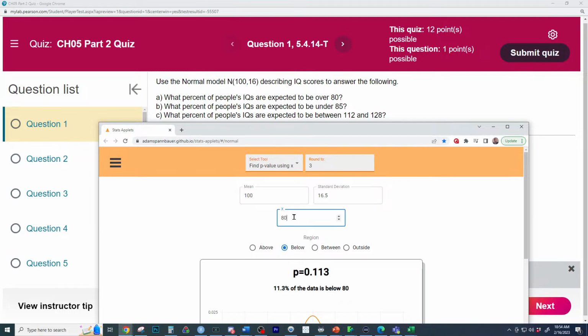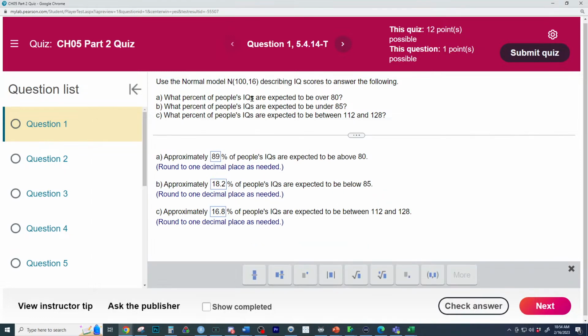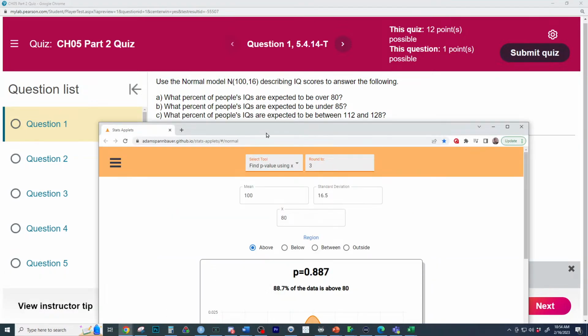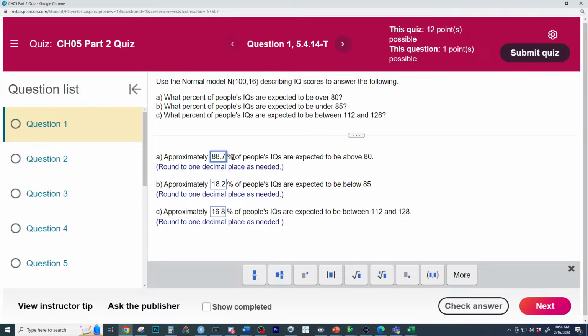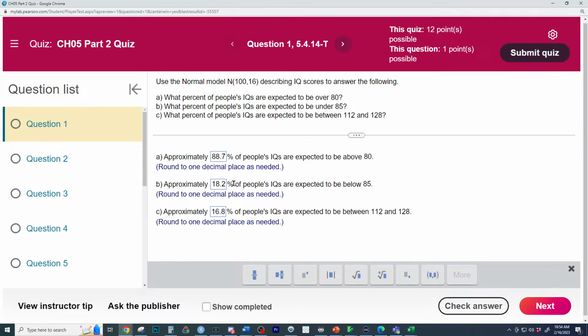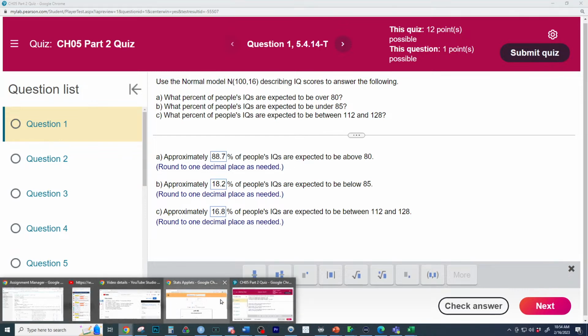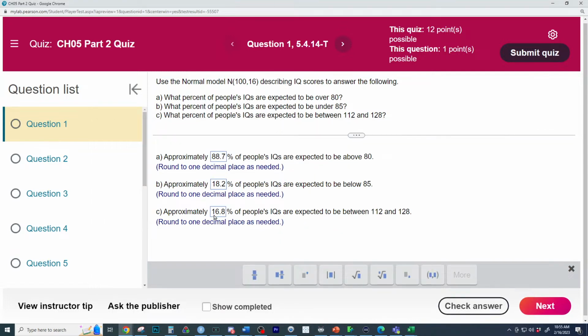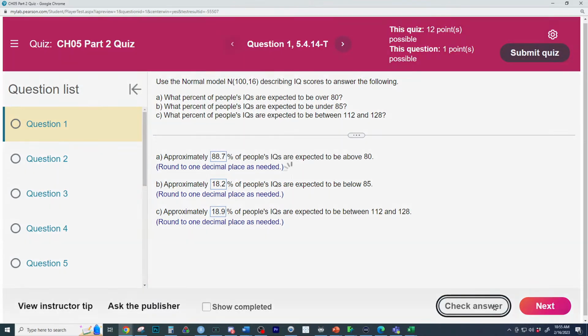So let's see, above 80. Make sure we were rounding. Ooh, see, we didn't round. Make sure to round. So you need the 3 decimals selected right there, 88.7. Might have got it wrong if we didn't do that. And next, we are going below 85. And 3 decimals, 18.2. That is below. Below, above, those look correct. Make sure. That is below, exactly. And then between, right here, 112, 128. And that's 18.9. So pretty good guesses. And we should get everything correct if we entered in.